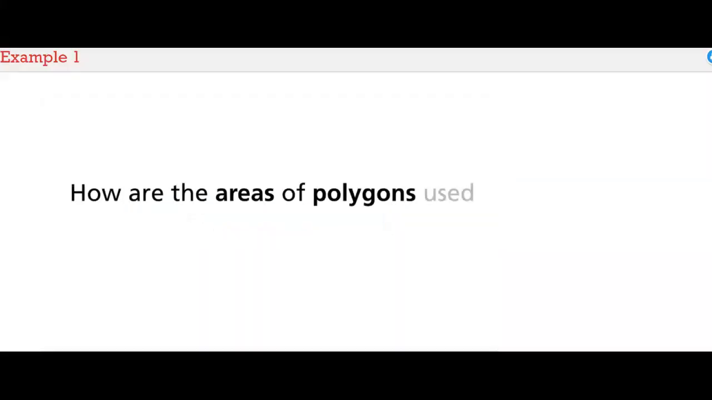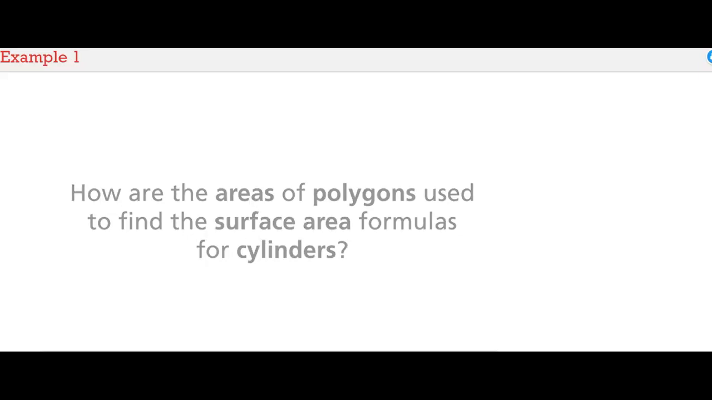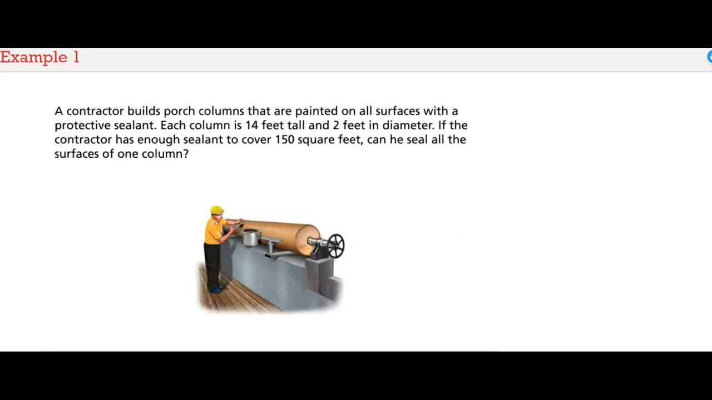How can the areas of polygons be used to find the surface area formulas for cylinders? Think about this question during the lesson. A contractor builds porch columns that are painted on all surfaces with a protective sealant. Each column is 14 feet tall and 2 feet in diameter. If the contractor has enough sealant to cover 150 square feet, can he seal all the surfaces of one column?